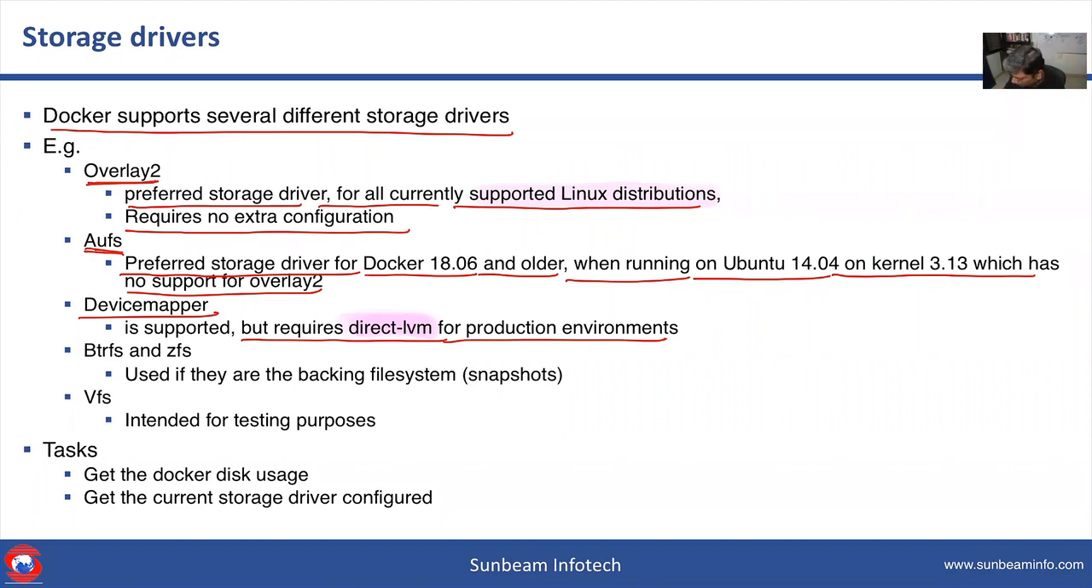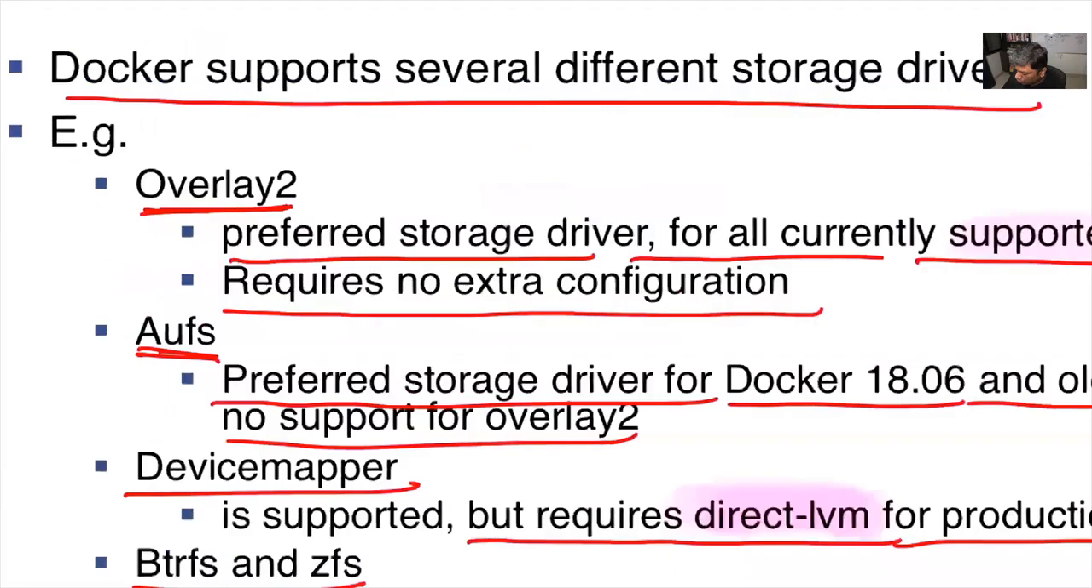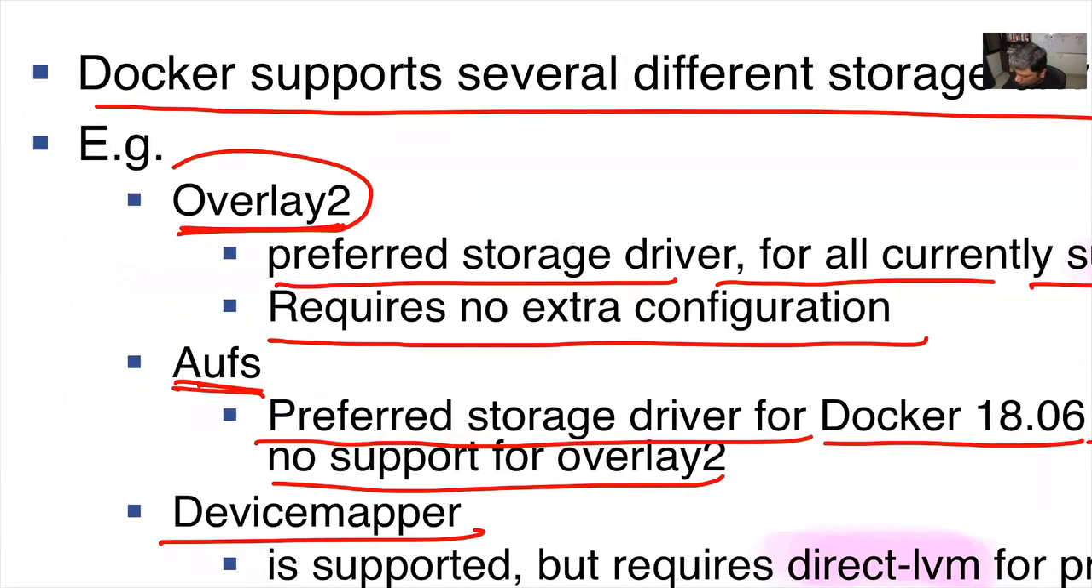There is one more, something like BTRFS or ZFS, used if there are backing file systems, the snapshot-supported file systems. If you have one, then you can go for it. Or there is a virtual file system, VFS, intended for testing purposes. You will not be able to use that in production. So it's only for testing. So which one is used by default? By default, it is going to use overlay 2.